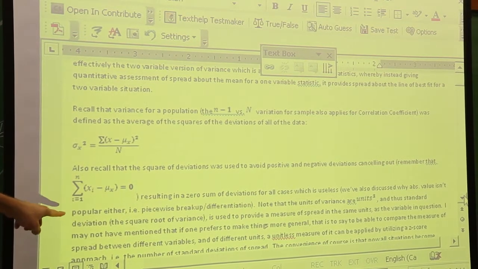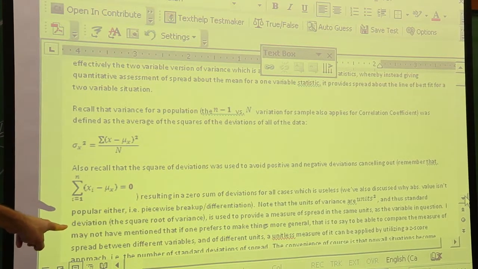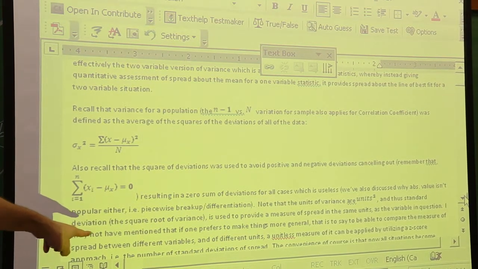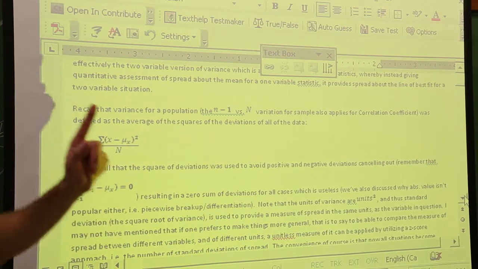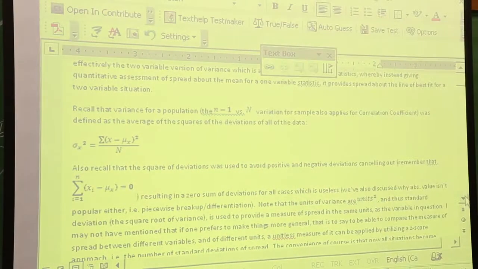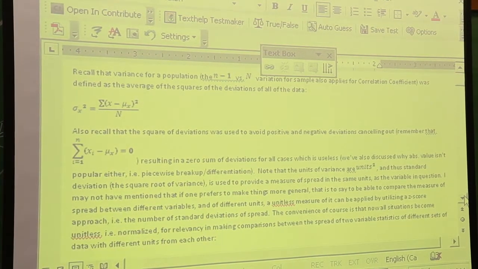Okay. Know that the units of variance are units squared, unless standard deviation is used to provide a measure of the spread in the same units. I may not have mentioned that if one prefers to make things more general, that is to say to be able to compare the measurement of spread between different variables, a unitless measure can be used, the z-score. We did talk about z-score, so you already know about that, right?